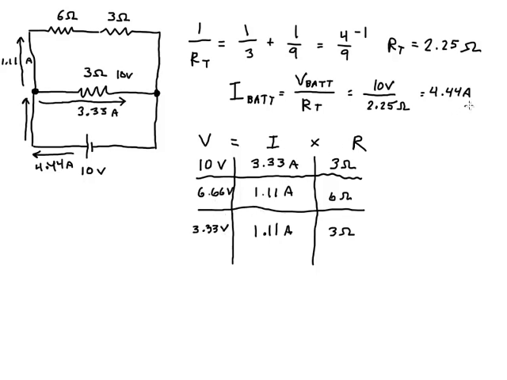Now, I said this 4.44 was going to come in handy, and it did. It allowed us to find the current through the resistors on top, and now we've completely analyzed this circuit.